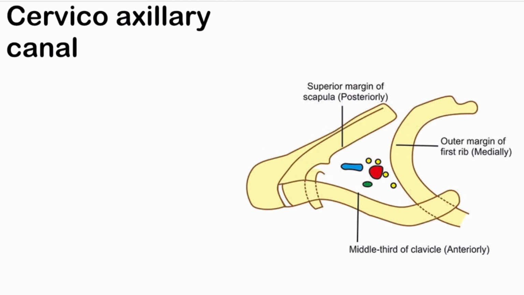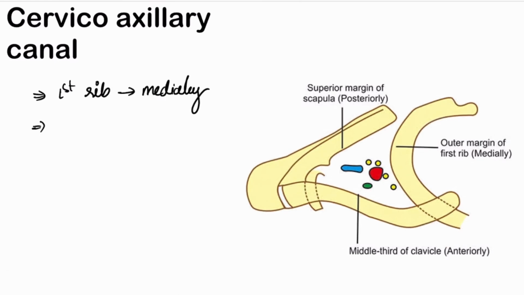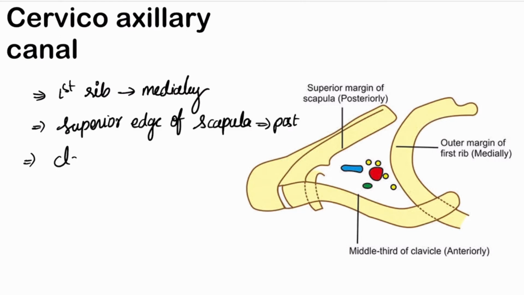Now let us look at the boundaries of the cervico-axillary canal. It is bounded medially by the first rib, and by the superior edge of the scapula posteriorly and the clavicle anteriorly. Now let us look at them in the diagram. This is the superior margin of the scapula posteriorly, and this is the first rib here medially, and this is the clavicle here anteriorly. And that's all about the cervico-axillary canal.